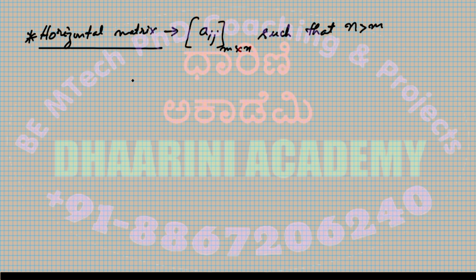So let's take an example. This is 1, 2, 3, 4, 5, 6. So you see rows are 2, columns are 3. So it looks like a horizontally kept box for us. So that's why it's a horizontal matrix. Equivalent to this, we also have the vertical matrix.